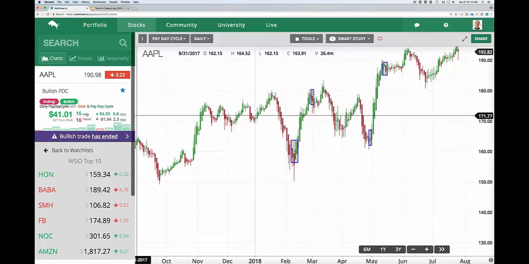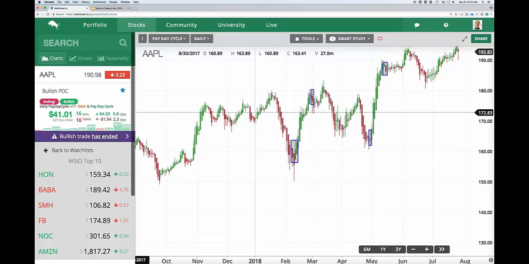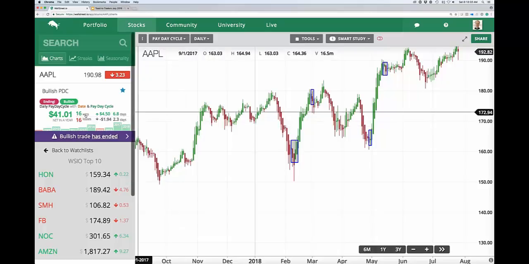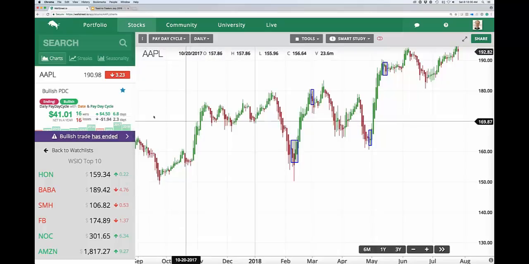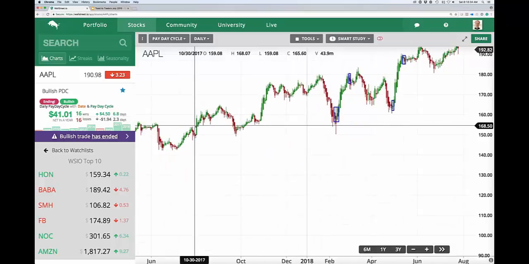And over the last year, the strategy is about 50% batting average, which is not amazing. However, what makes the strategy so profitable is the average win is $450 and the average loss is $194. So out of all 32 trades, the average win is $450 and the average loss is $194 with a 50% batting average.